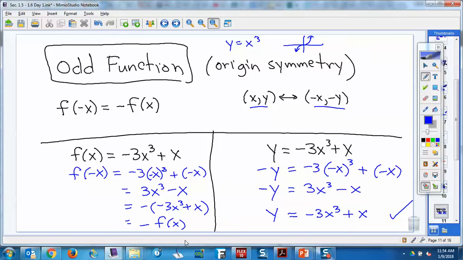Okay, on the quiz, if I ask you, is it an odd function, and you want to do that test for origin symmetry, it's fine. Okay, I just want you to know that odd function means origin symmetry.